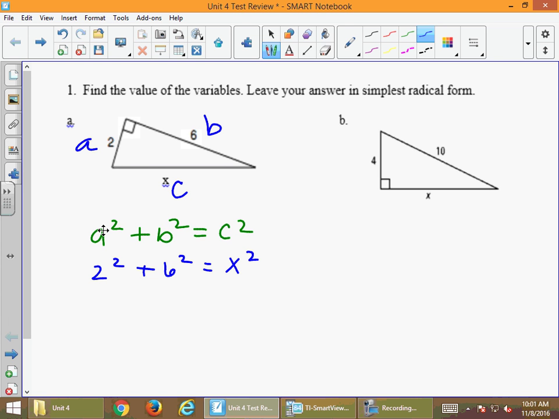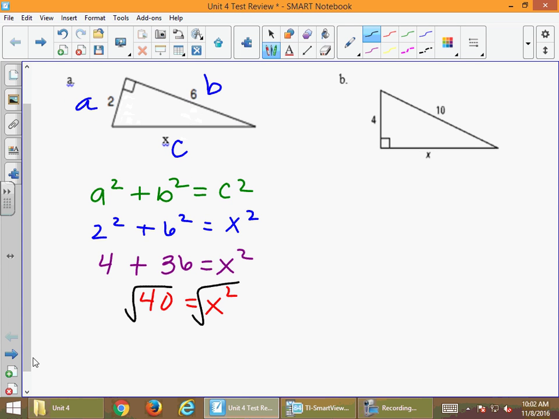And then you solve. What's 2 squared? 4. 6 squared? 36. And what is 4 plus 36? 40. In order to get x by itself, what do we have to do to both sides? Square root. Always checking your calculator.